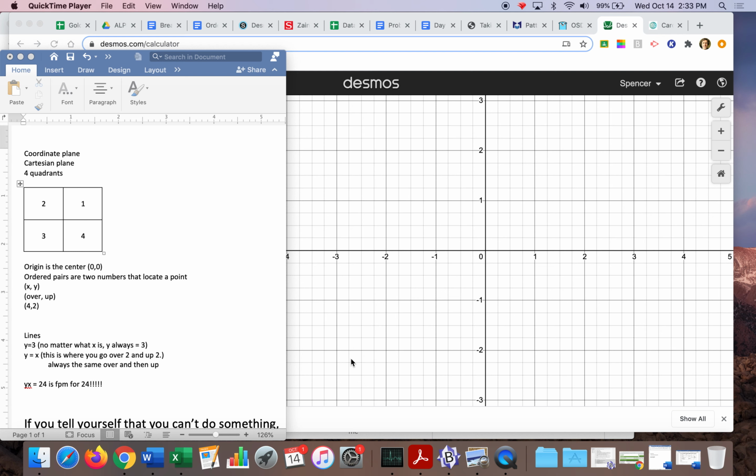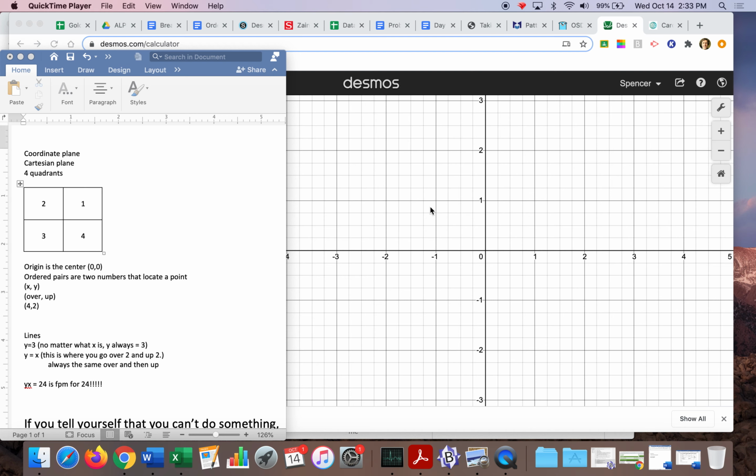So the way this works is we have 2 axes. Okay, we have the x-axis running across, and we have the y-axis going up and down. It starts at 0, 0, and this here is an ordered pair. And so the first number in the ordered pair is for whether you go left or right on the x-axis. So the origin is over 0, I don't go anywhere, and up 0, so it's at 0, 0.